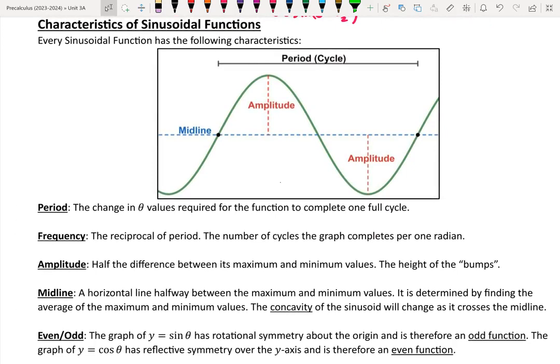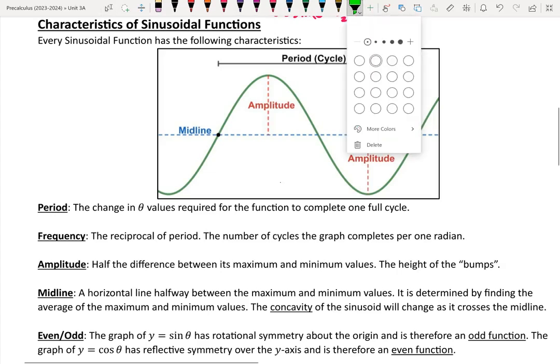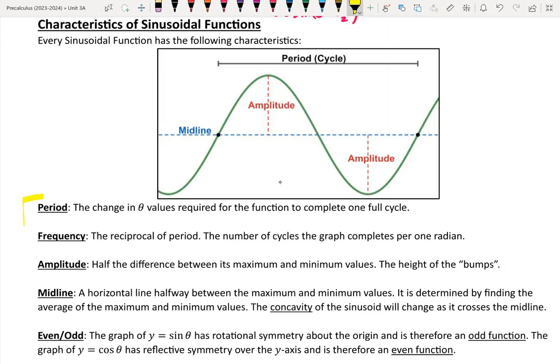So every sinusoidal function has the following characteristics: period, frequency, amplitude, midline, and being even or odd. But especially the ones I want us to focus on today are the period, frequency, and midline. We will need to be able to recognize and describe these different characteristics of a sinusoidal function.